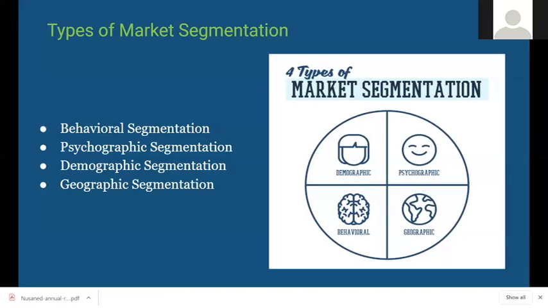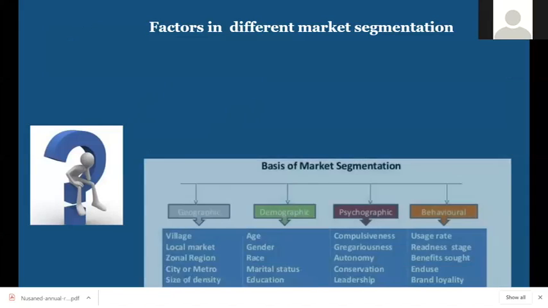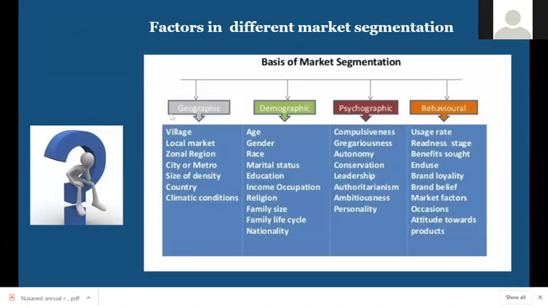There are several types of market segmentation, but majorly we focus on four aspects: behavioral segmentation, psychographic segmentation, demographic segmentation, and geographic segmentation. Behavioral and psychographic segmentation mainly focus on individual aspects, but demographic and geographic majorly focus on the group aspects. Geographic includes the area where we are targeting, and demographic includes things like gender, race, and status of the family. Psychographic includes the personality of the person, like leadership skills, and his lifestyle, and behavioral includes the occasions based on the needs and the brand loyalty he has in his own mind.